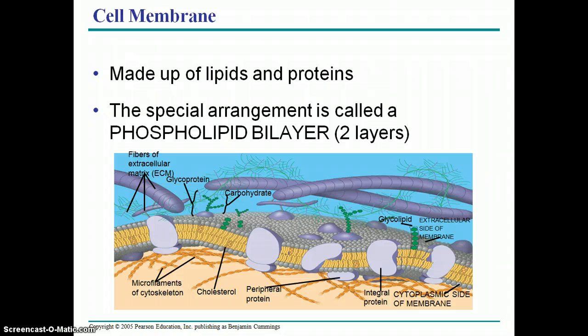It's made up of mainly lipids with some proteins. And the special arrangement of the lipids is called the phospholipid bilayer. Okay, why? Because it's in 2 layers. Bi means 2, so this is 2 layers. And again, if you look at the picture, or if you drew a picture, this right here shows the 2 layers. Now notice they go upside down to each other.